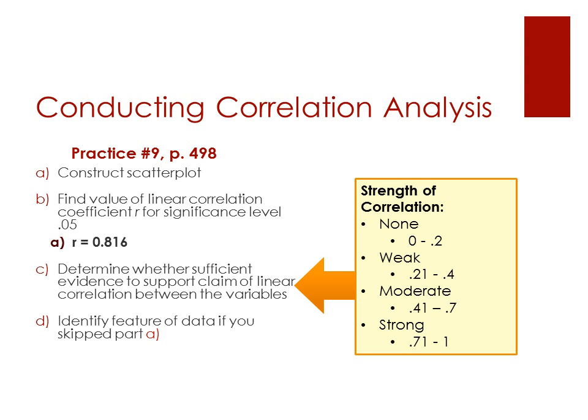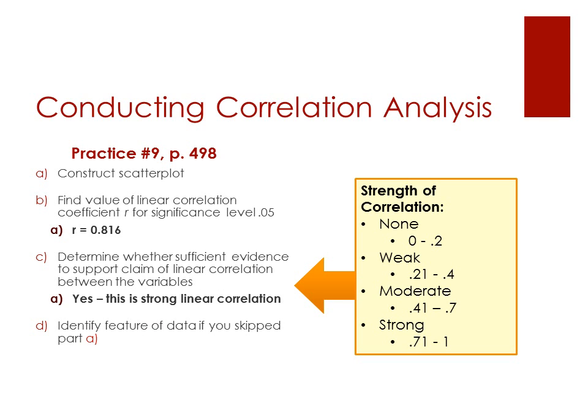So you can get this value and, comparing it over to the r that we've got, we can see that our r value of 0.816 is actually a strong correlation. So we would be able to say, yes, we feel very confident this is a strong linear relationship.